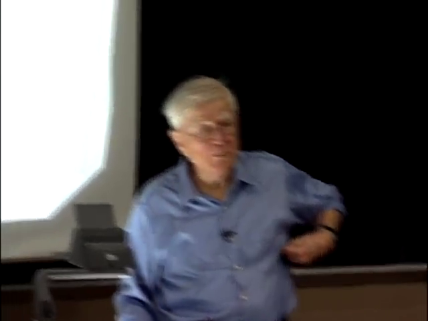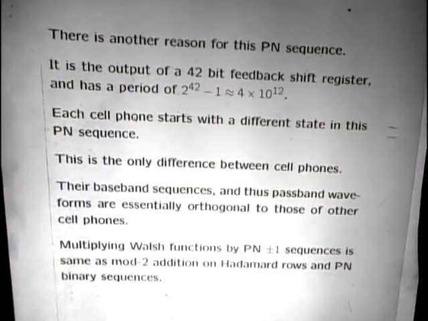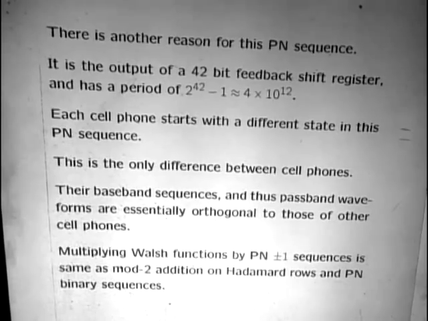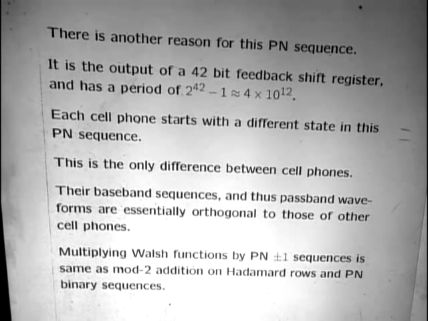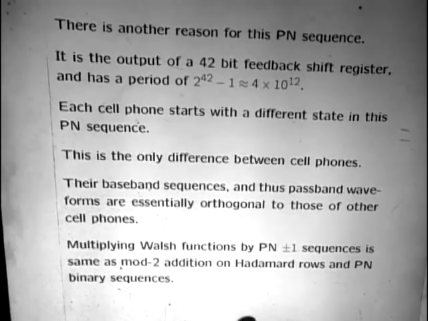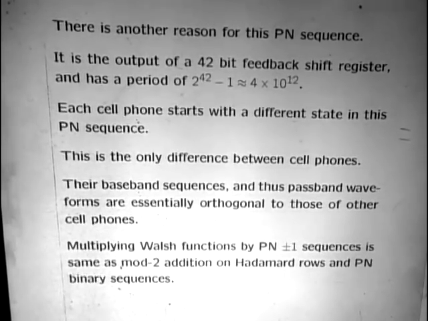But the property we want for this system is that when you give a cell phone a particular setting in that shift register, it starts off generating a PN sequence which looks totally different from that generated by any other cell phone. So that's the only thing that makes these different cell phones different, and it's enough to make each one of them look orthogonal to each of the others. Their baseband sequences, and thus passband waveforms, are now going to be essentially orthogonal to those of other cell phones.